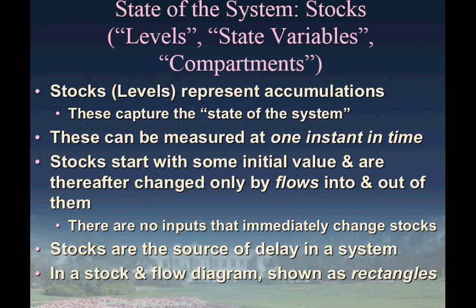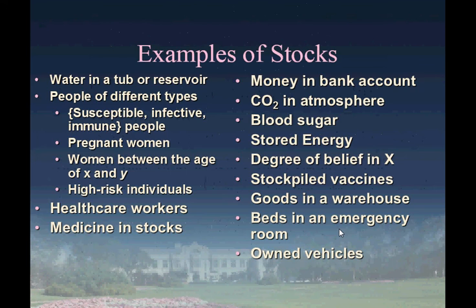There we go. So these stocks represent accumulations. Collectively, they capture the state of the system, the current situation in the system. And these can be measured at an instant in time. You could freeze the system right now and count the number of people who are in this state or that state: the number of people susceptible, infective, exposed, recovered. These stocks start with an initial value, and thereafter they're changed by what? By flows. The flows in and flows out. I mentioned it this morning.